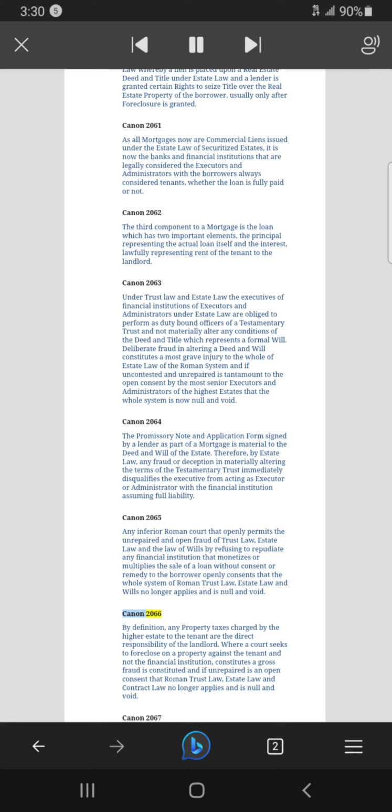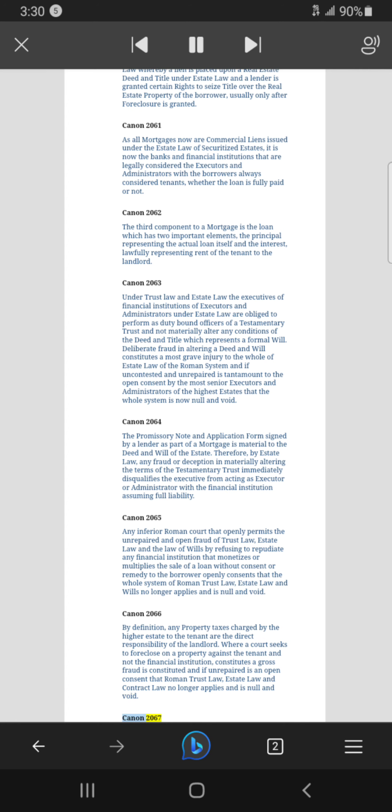Canon 2066. By definition, any property taxes charged by the higher estate to the tenant are the direct responsibility of the landlord. Where a court seeks to foreclose on a property against the tenant and not the financial institution, a gross fraud is constituted and if unrepaired is an open consent that Roman trust law, estate law and contract law no longer applies and is null and void.